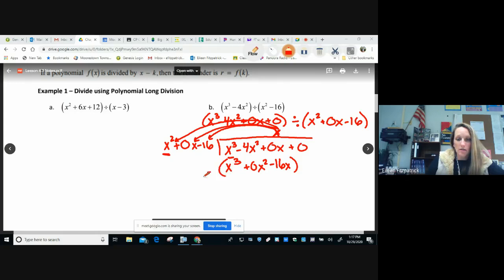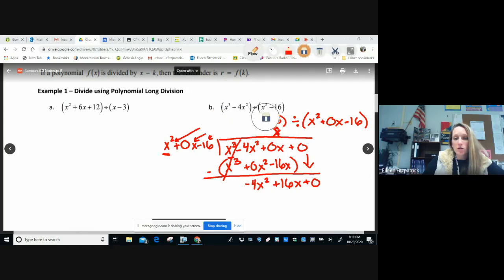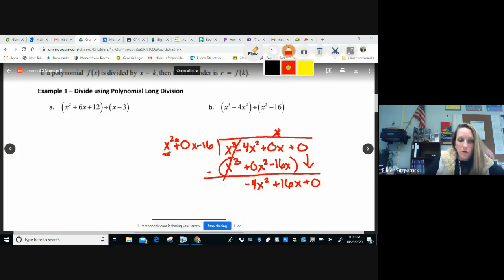And then I'm going to subtract. Your first term should cancel. Negative 4 minus nothing is just a negative 4x squared. 0 minus negative 16, be careful with your signs here, that's a positive 16. And then I'm going to drop my plus 0. All right, now you have to go through the same series of questions looking at the first term of the divisor and the first term of what's left. Let me just erase all this. There we go. So you're asking yourself, what do I have to multiply x squared by to get negative 4x squared? We just have to multiply by a negative 4.